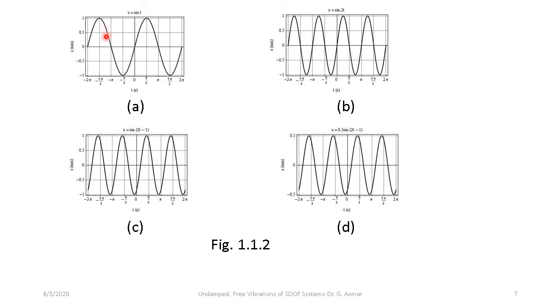Part A of the figure shows the graph of the basic sine function, sine t, of period 2 pi. Part B of the figure shows the graph of sine 2t, and you can see that the period has decreased to pi, which means that the oscillations are faster. And you can also see that the graph of sine 2t is obtained from the graph of sine t by compressing the graph by a factor of 2 along the t-axis horizontally.